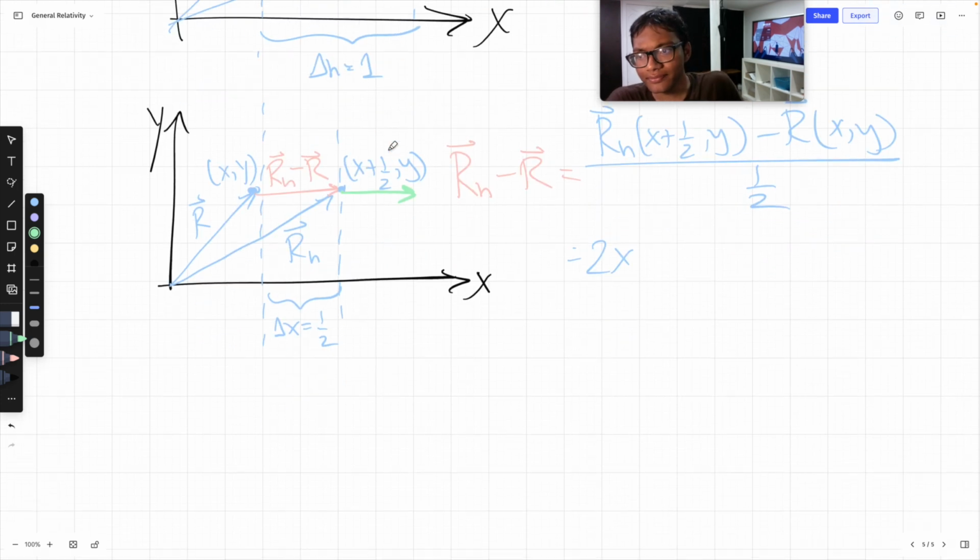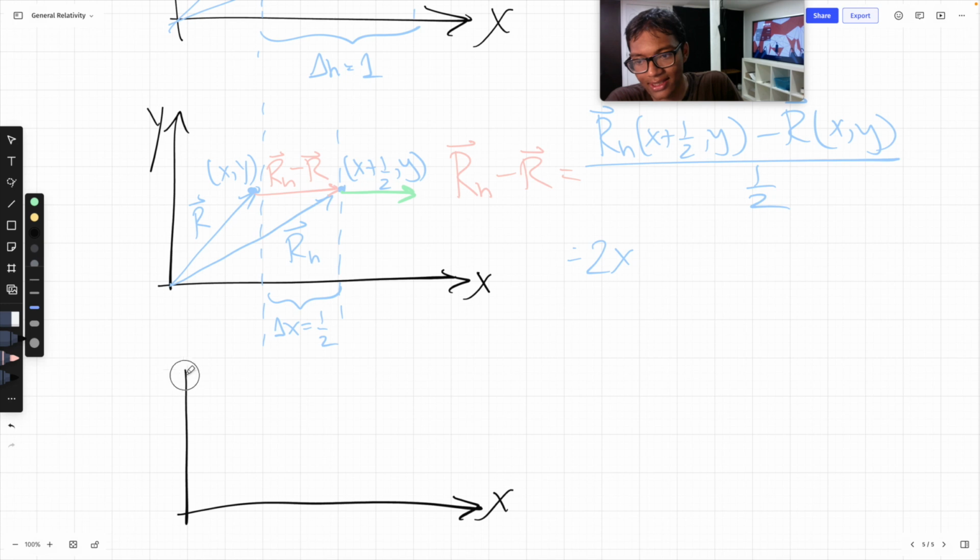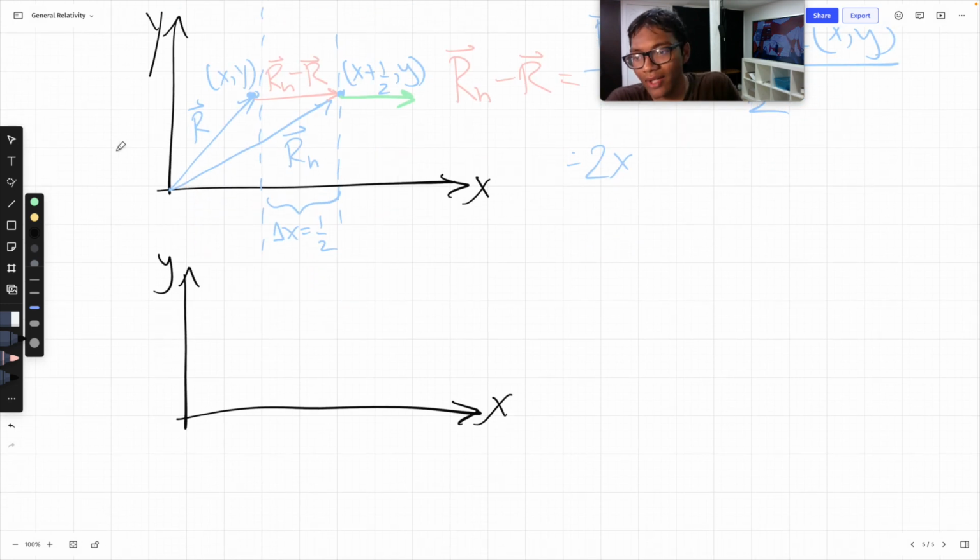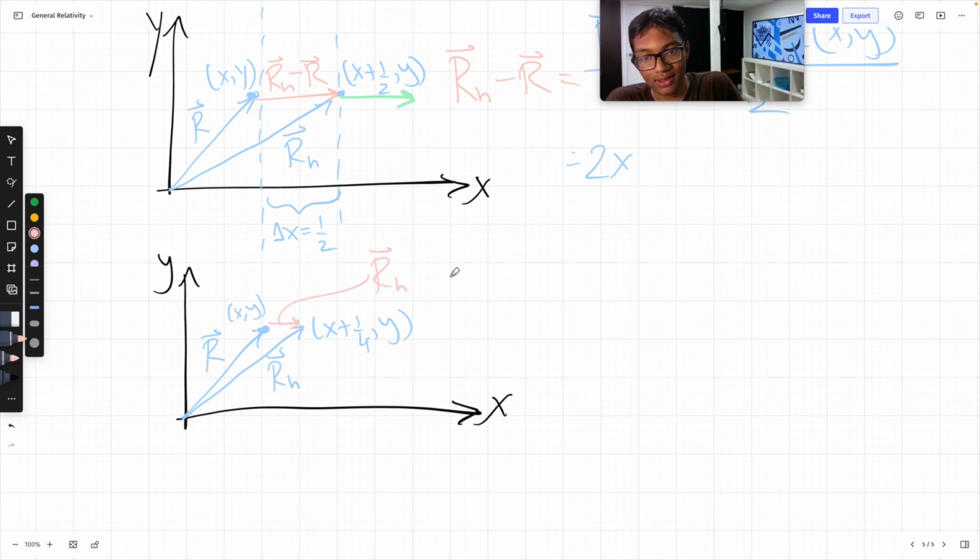Well, let's see. Let's take this a step further. Let's say now, once again, I have my x and y coordinates, and now I'm going to bring my vector r even closer. So let me zoom up here to the blue vector. Here's my r vector once again at the point x comma y. But now I'm going to bring r sub h even closer. Let's say I bring it over here. Here's r sub h, and now it's located at the point x plus 1/4 comma y. Now the difference in these two vectors is very small. It's just a quarter. That's the difference between their x coordinates.